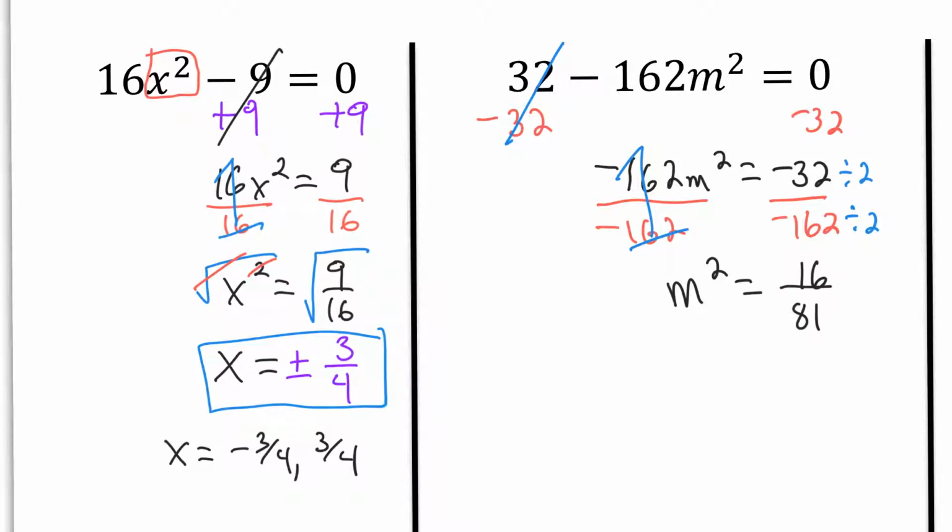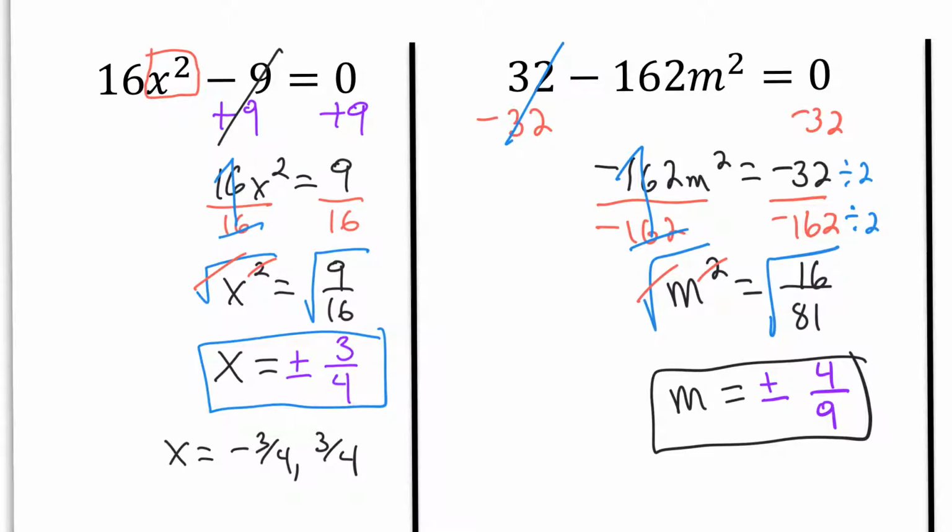Now, you cannot reduce this fraction and get rid of the square. So to get rid of the square, we take the square root and the square root. So this cancels, that one cancels. M equals, don't forget the plus and the minus, and the square root of 16 is 4. The square root of 81 is 9. So my two answers, M equals positive 4 over 9 and negative 4 over 9.